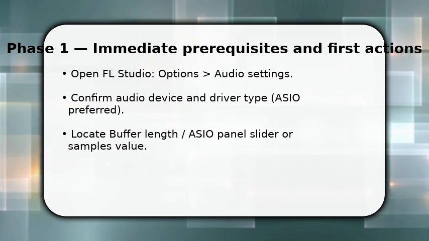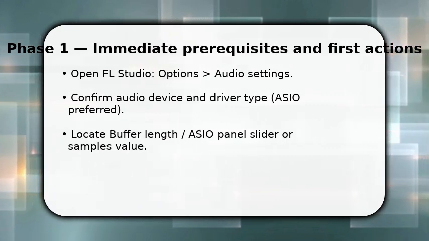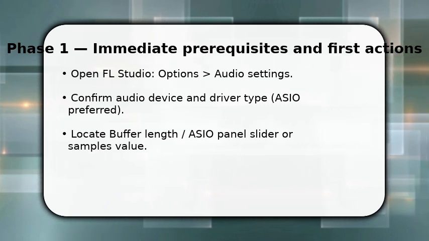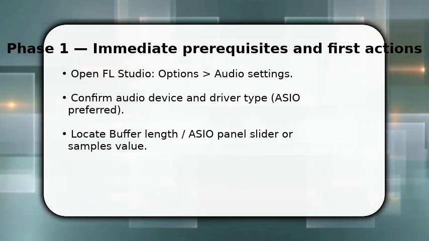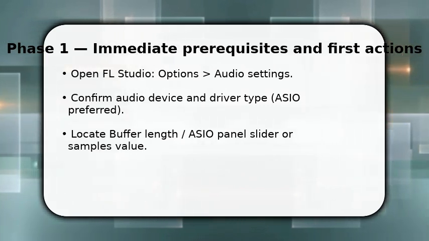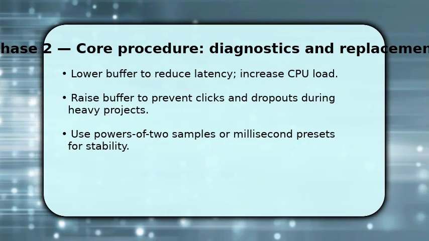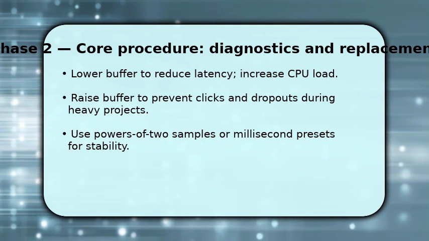Now you're ready to adjust buffer size deliberately to balance CPU load and latency for real-time monitoring. You adjust buffer size by dragging the slider or entering sample values in the ASIO control. Lower settings reduce latency for recording, but make sure your CPU can handle the load.